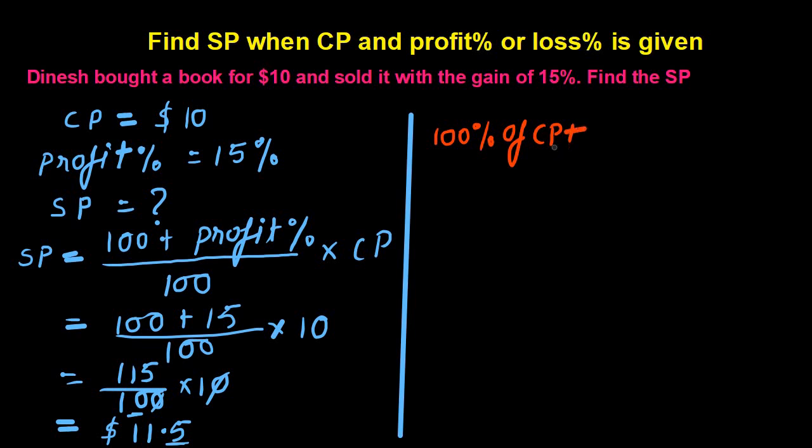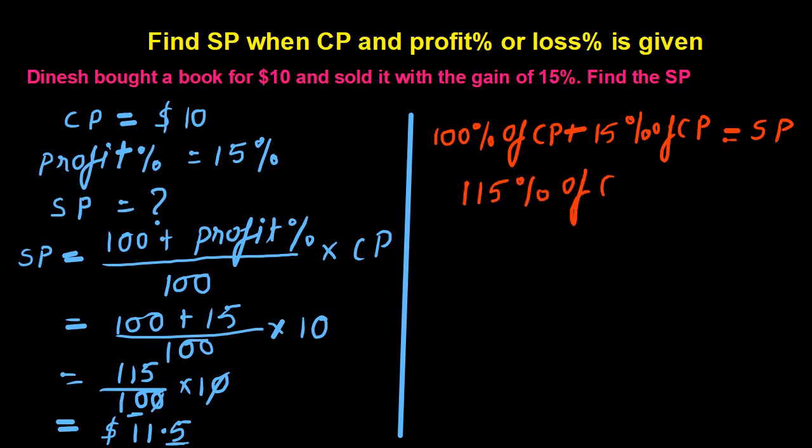Now it's a profit. Whatever the cost of that book was, he has placed the selling price 15% more. So 15% again of what? 15% of CP. If you add this, that is nothing but your selling price. 100% price of whatever that book was plus 15% of it. So 100 plus 15 is 115% of CP, isn't it?